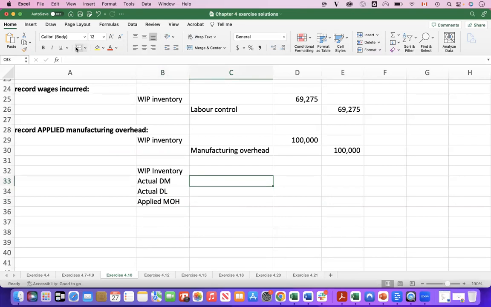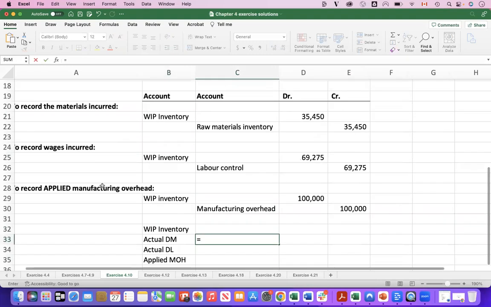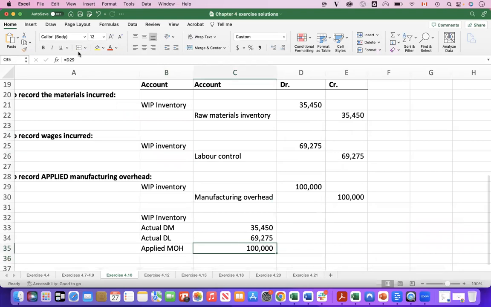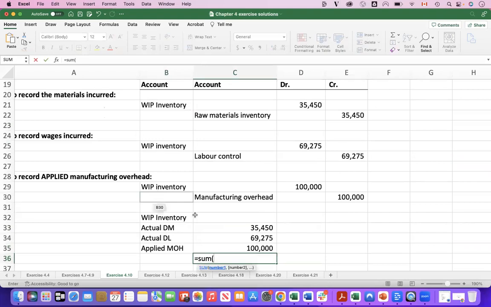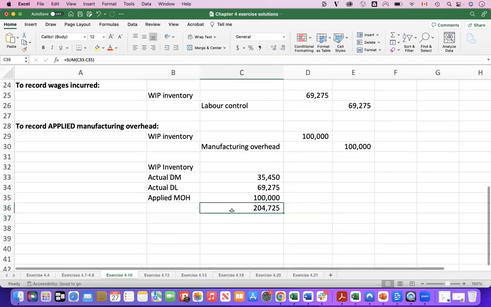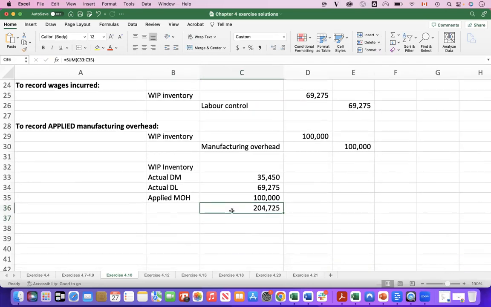I could have asked you, after these transactions, what is the balance in the work in process inventory account? And what you would do is take the amount of material that we requisitioned or tracked to work in process, the amount of labor, and the amount of overhead that was applied. And if you added those all up, you would see we'd have a balance in work in process inventory of $204,725.